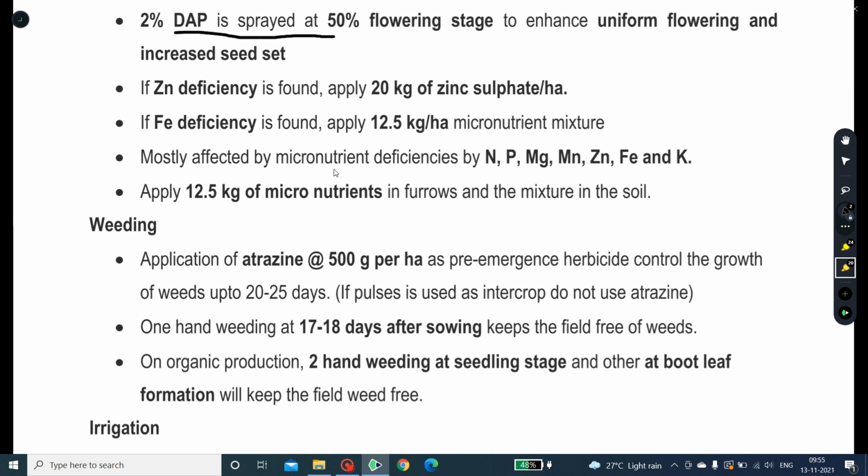The crop is mostly affected by micronutrient deficiencies of N, P, manganese, magnesium, zinc, iron and potassium. For this, 12.5 kg of micronutrient mixture is applied in furrows and mixed in the soil.